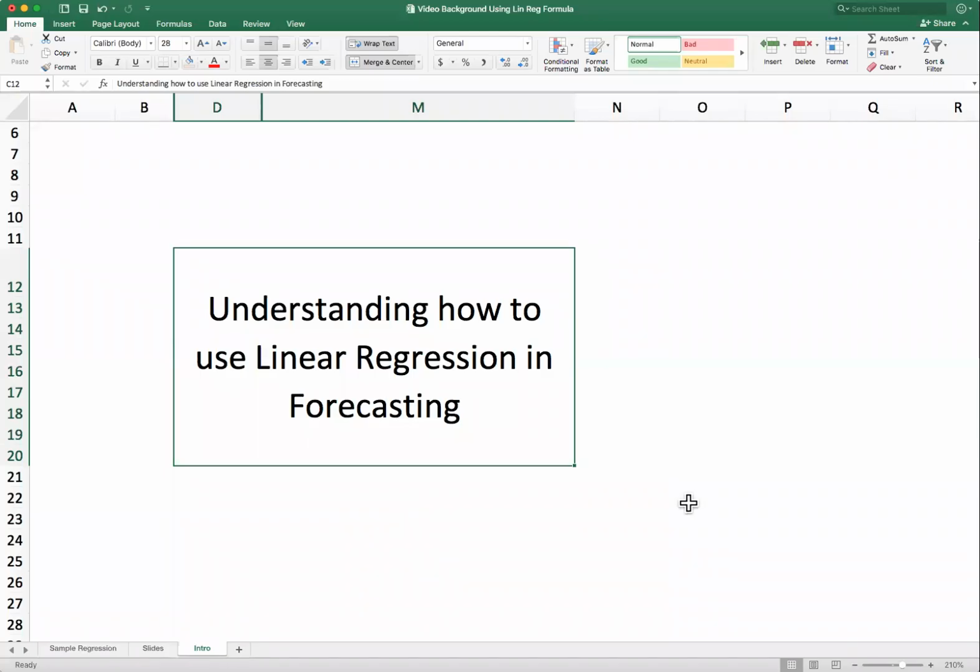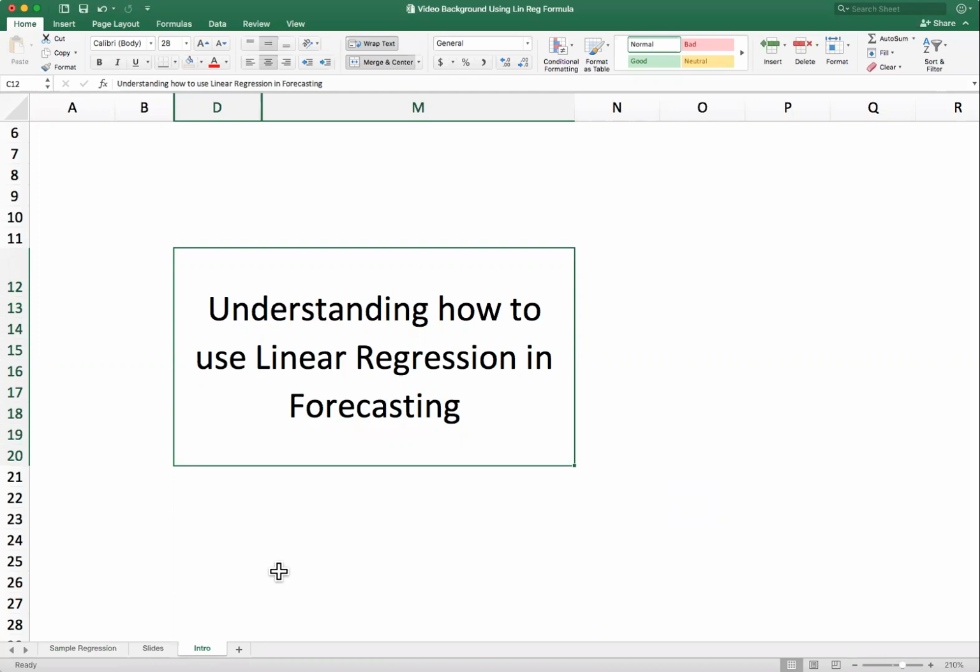In this video, we are going to explore how to use linear regression in forecasting. And I want to emphasize that this is simple linear regression. We have different types of regression, including multiple, but this one is very specific. So let's take a look at what exactly it is.